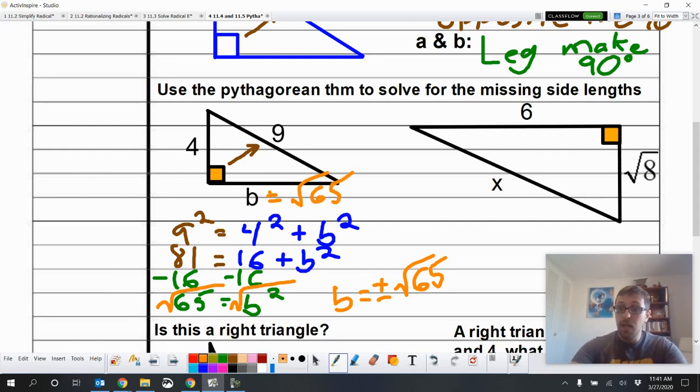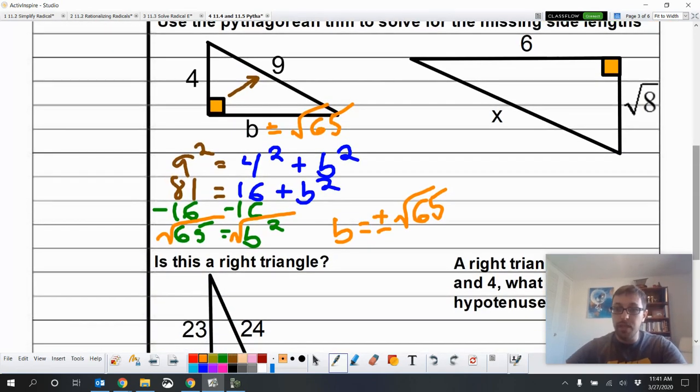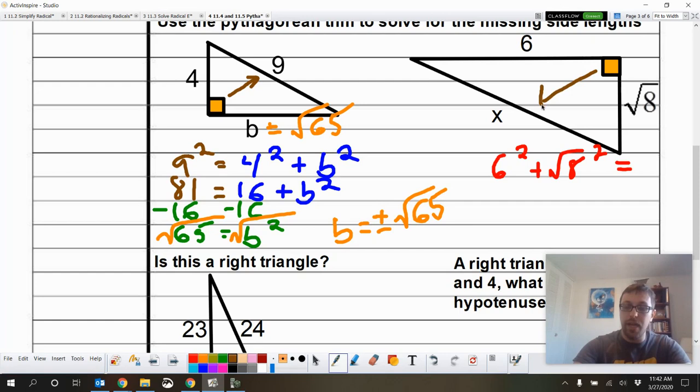And that's it. We can do the same thing over here with this one, but this one has a radical in it already. So that sounds fun. We've got 6 squared plus the square root of 8 squared, and that's going to equal my hypotenuse squared. I know it's the hypotenuse because it's opposite my 90-degree angle. So that's x squared. 6 squared is 36, plus the square root of 8 that gets squared. Those are inverse operations, they undo each other, and we're left with just an 8, equals x squared.